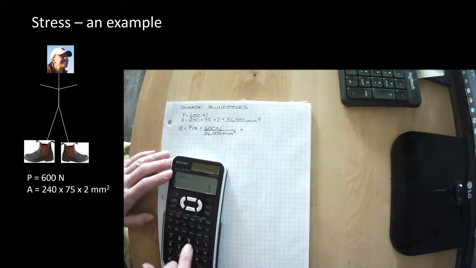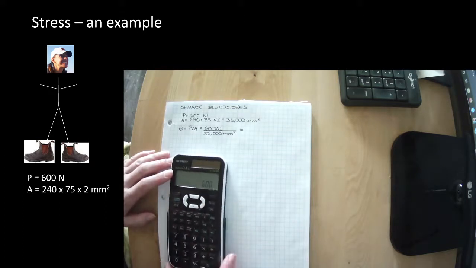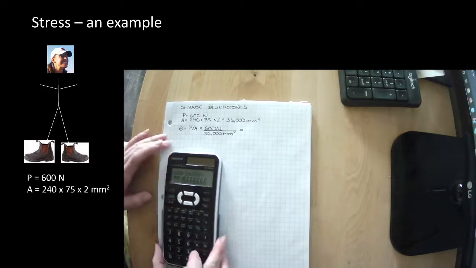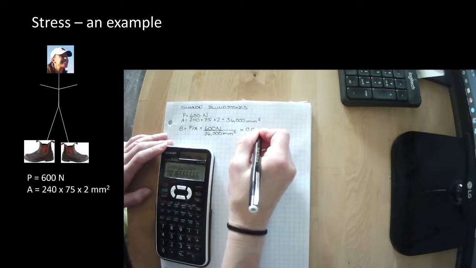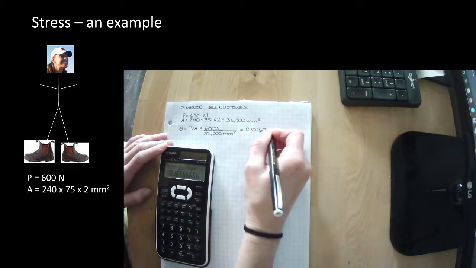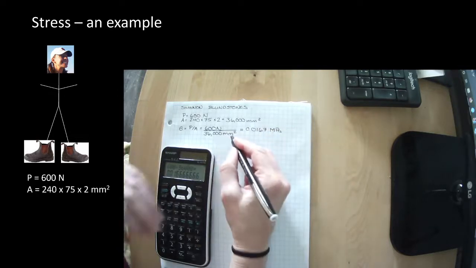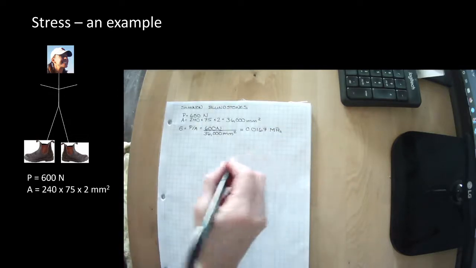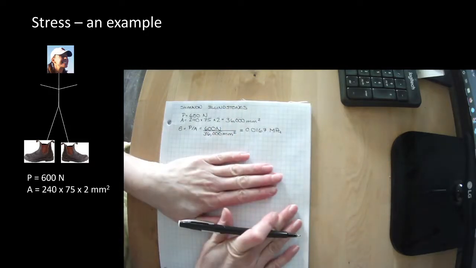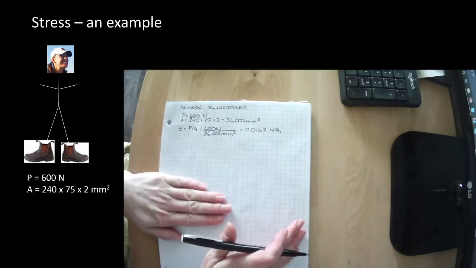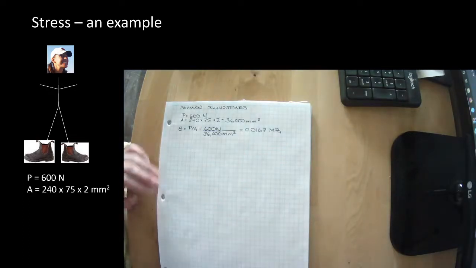600 divided by 36,000 equals 0.0167 MPa. Newtons per millimeter squared is MPa. So Shannon, standing in her Blundstones on the ground, exerts 0.0167 MPa of stress on the ground.